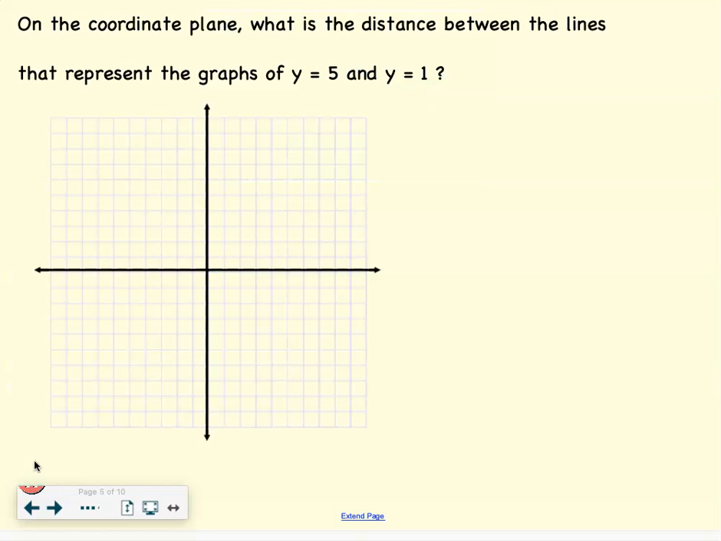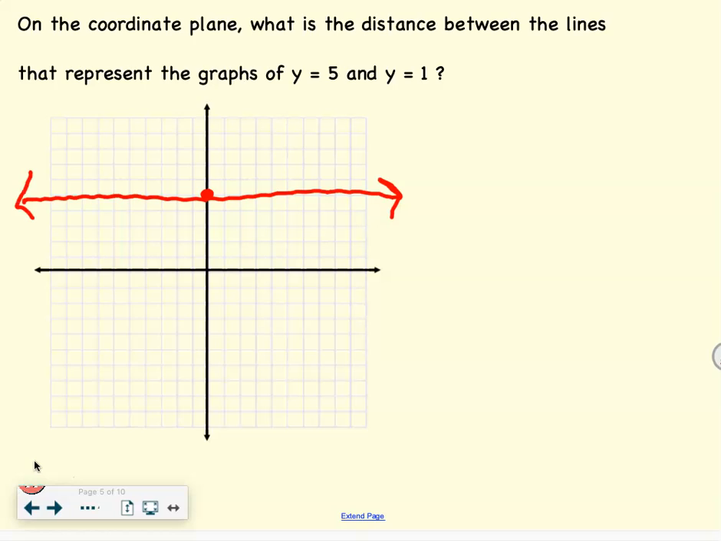So it says on the coordinate plane, what is the distance between lines y equals 5 and y equals 1? So y equals 5, is that this way or this way? Let's find 5 on y. 1, 2, 3, 4, 5. I need to go through that point. Am I going to go through it vertical or horizontal? I'm going to go horizontal. Otherwise, I'd be going through 0 on the x. So y equals 5 is like this.